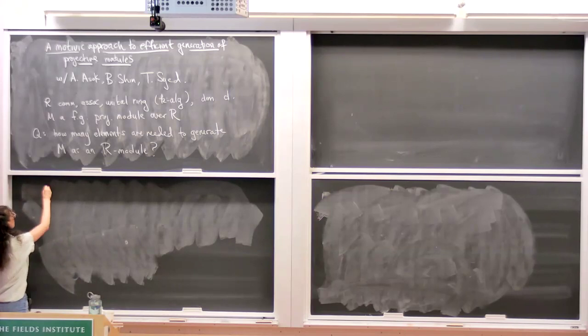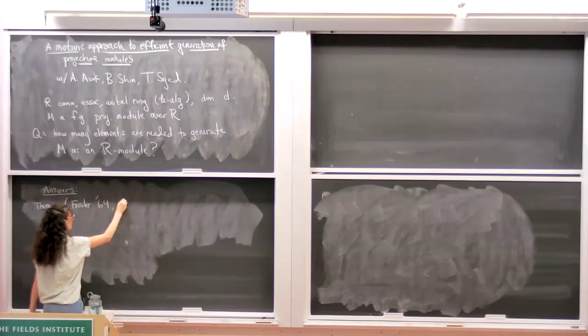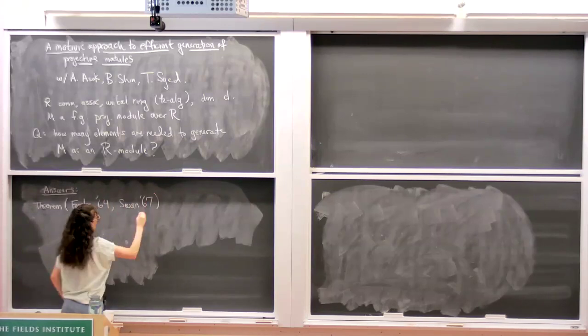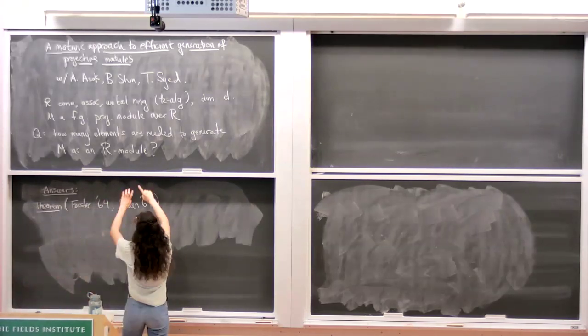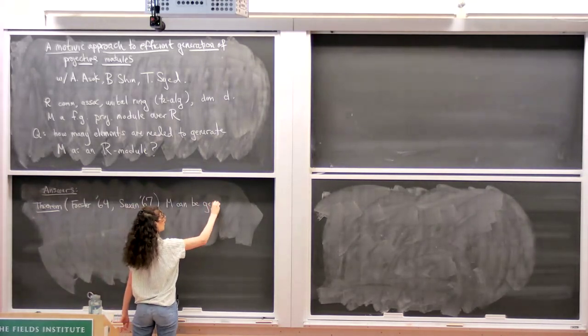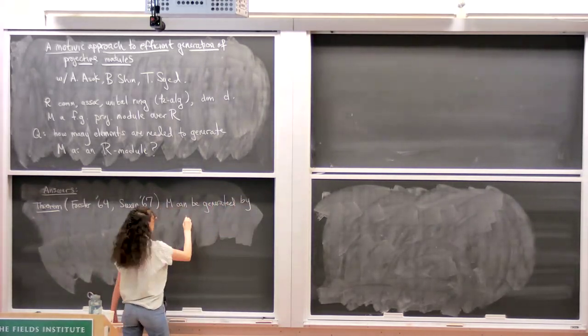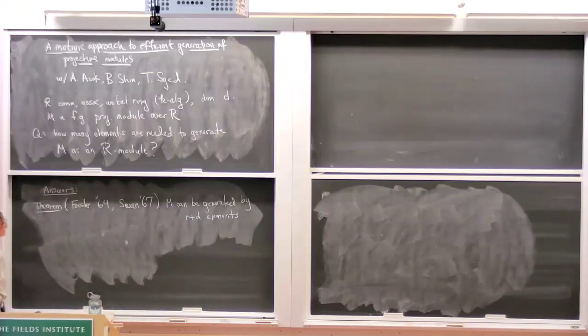Okay, so classical answers. There is the famous Forster-Swan theorem, which was proved in some version by Forster in '64 and improved, or modified to some extent, by Swan in '67, which says the following: with hypotheses as above, M can be generated by R plus D elements. D is the Zariski dimension of the base ring, and R is the rank of your projective module.